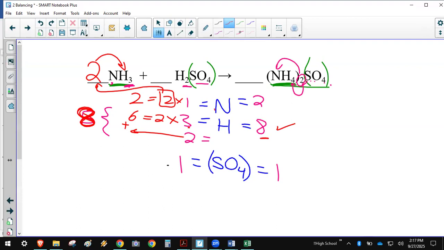This one's done. So again, sometimes you're allowed to leave your polyatomic ions untouched, like you did with sulfate, and sometimes you'll have to break apart your polyatomic ions, and you cannot leave them untouched. That's just the way it goes sometimes.